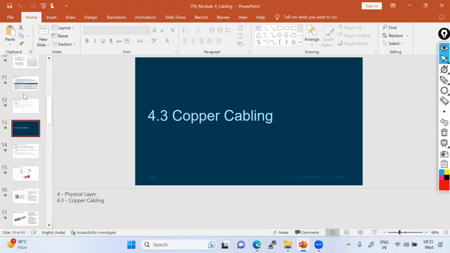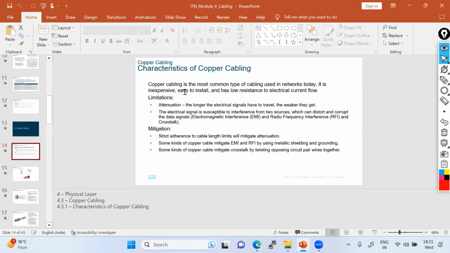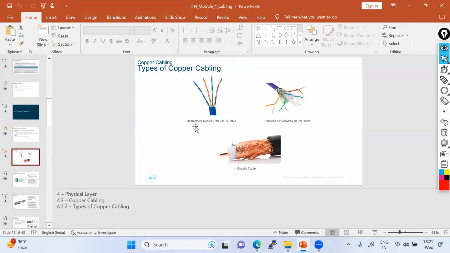So copper cable, if you're referring, could be two categories. One is the twisted, unshielded twisted, and one is the shielded twisted. What is the meaning of shielded and unshielded? Unshielded means the cables are not covered. They are open. Even in your home wire, you find such cables which are not internally coated. You can see this cable is coated by some coating material, so this is the shielded twisted pair cable. And this is not coated by any coating material, so this is the unshielded twisted pair cable, right?